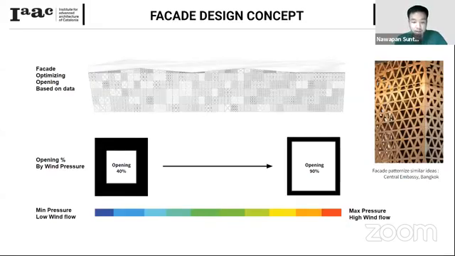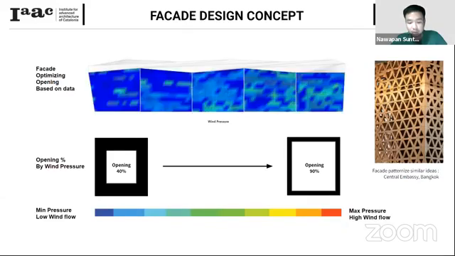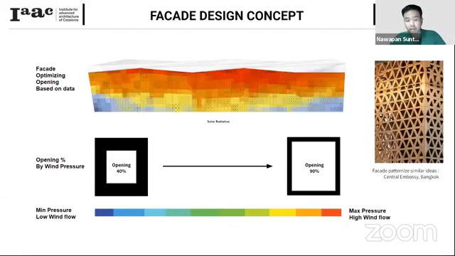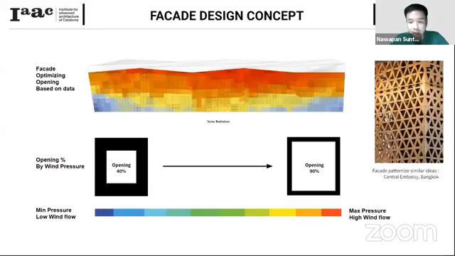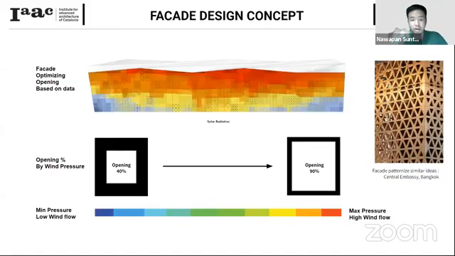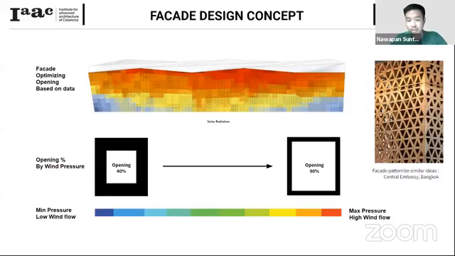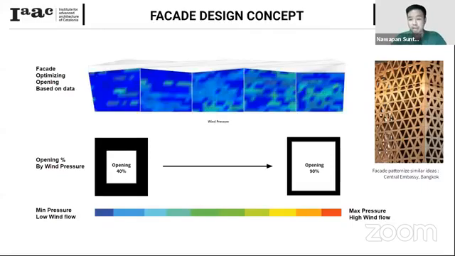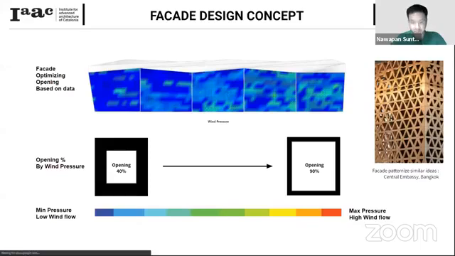And after we implement the pattern of opening according to the pressure value on the facade combined with the solar radiation, meaning the facade that got the minimum pressure is more closed, while the facade that got the maximum pressure is more open. In this case, we can obtain more wind to access inside the building.